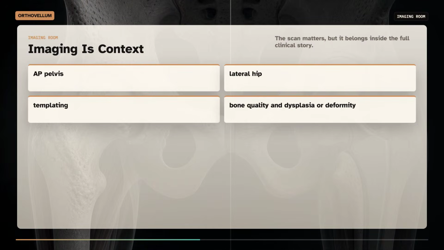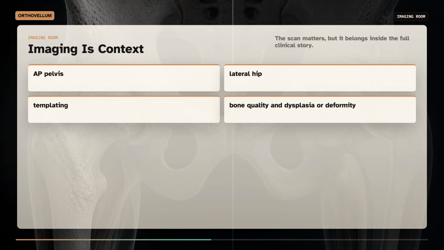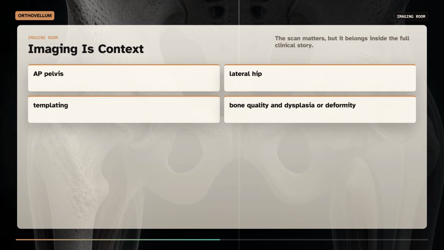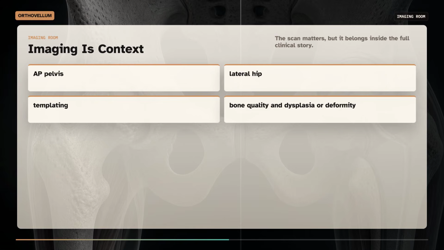Imaging helps when it is matched to the story. The useful imaging logic here is AP pelvis, lateral hip, templating, bone quality and dysplasia or deformity. An image is evidence, not a verdict. The same report can mean different things in different people. The skill is to connect the image, the symptoms, the exam, and the person's goals. That is the difference between treating a scan and treating a patient. A useful image question is: did this picture reveal the diagnosis, confirm the severity, exclude danger, or help plan treatment?